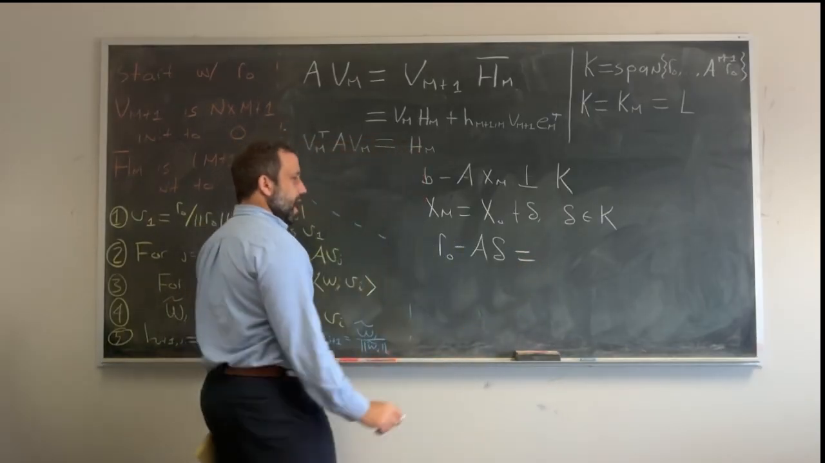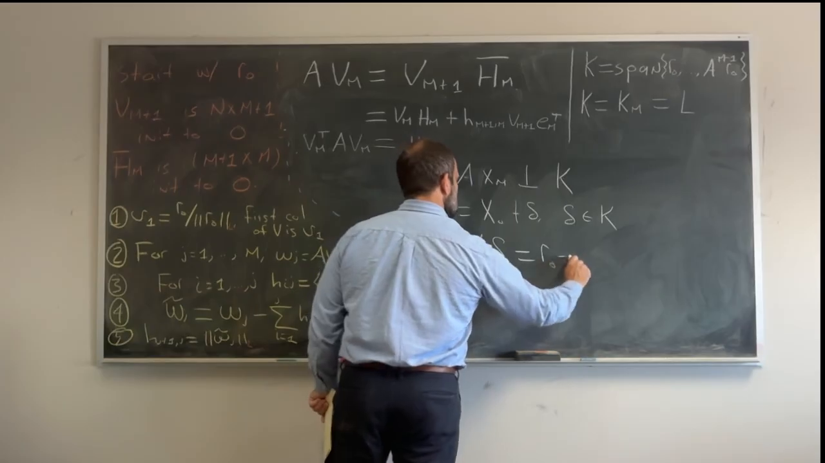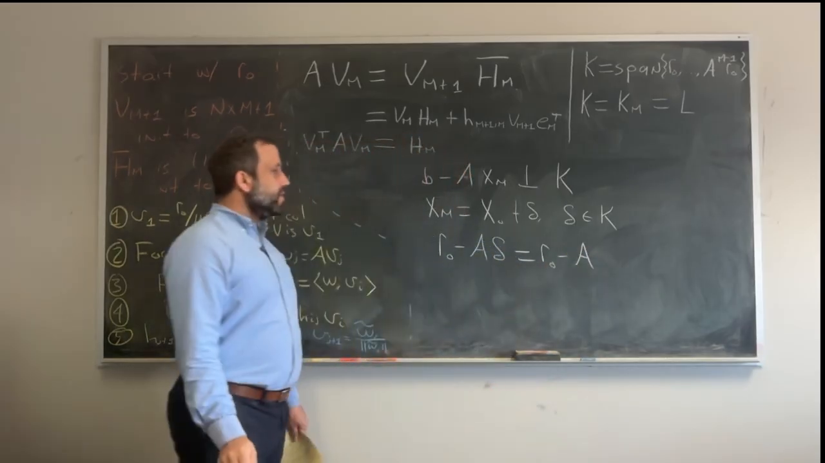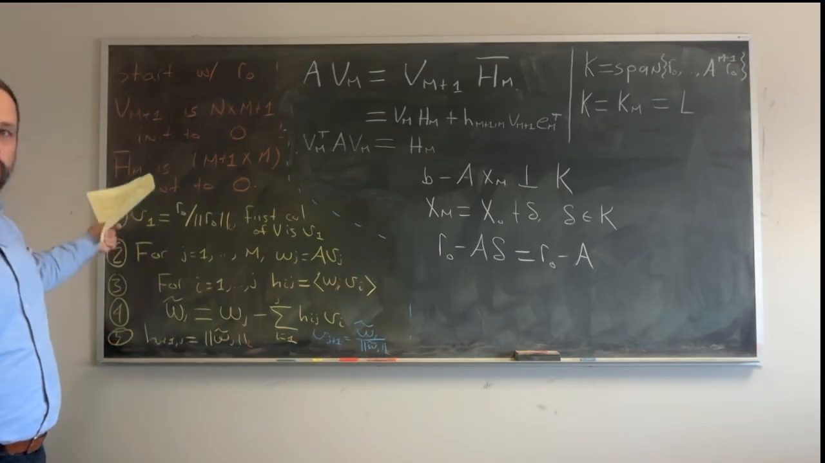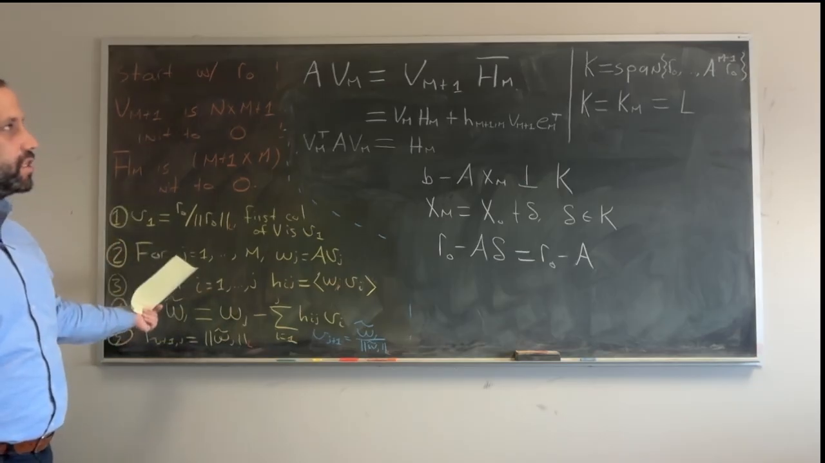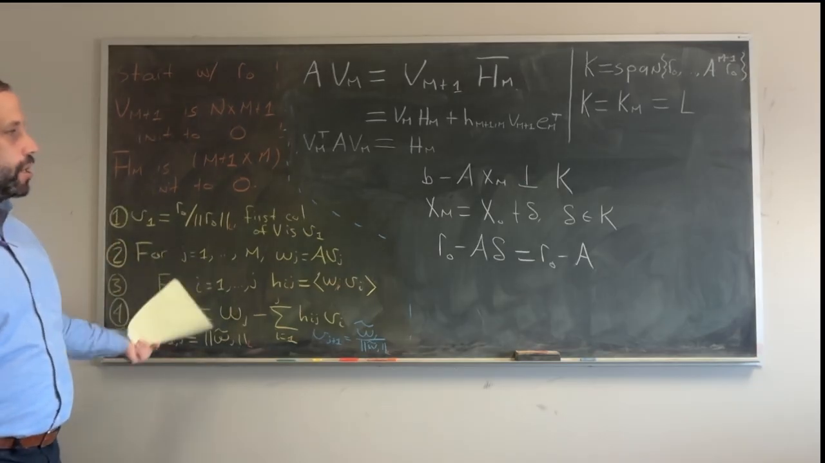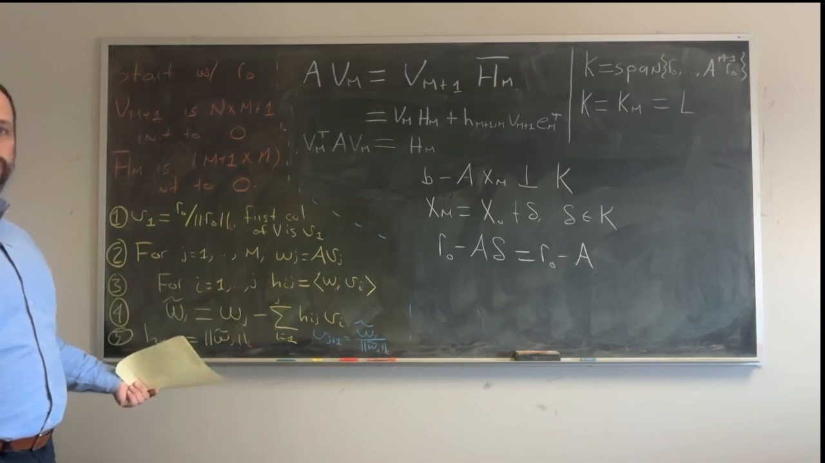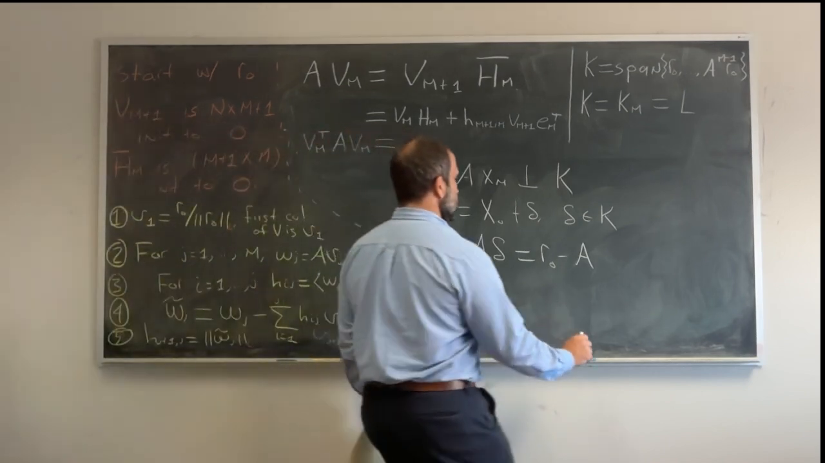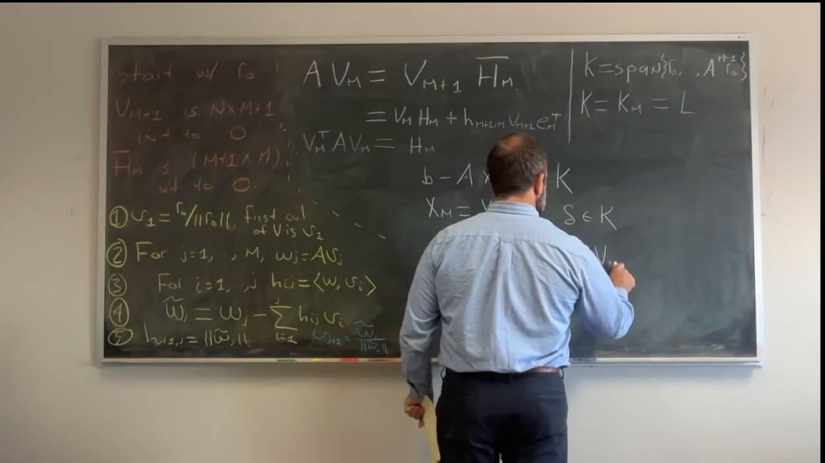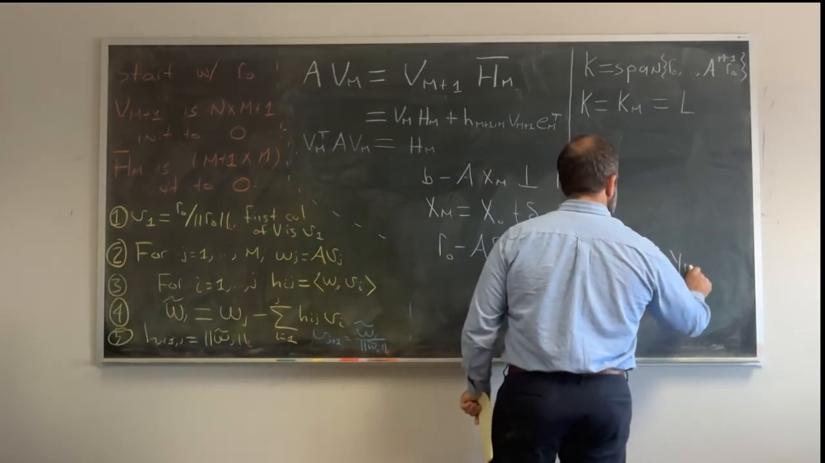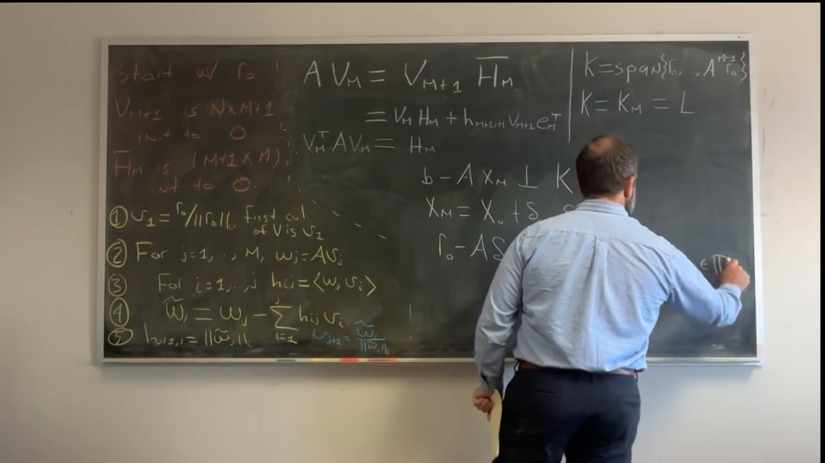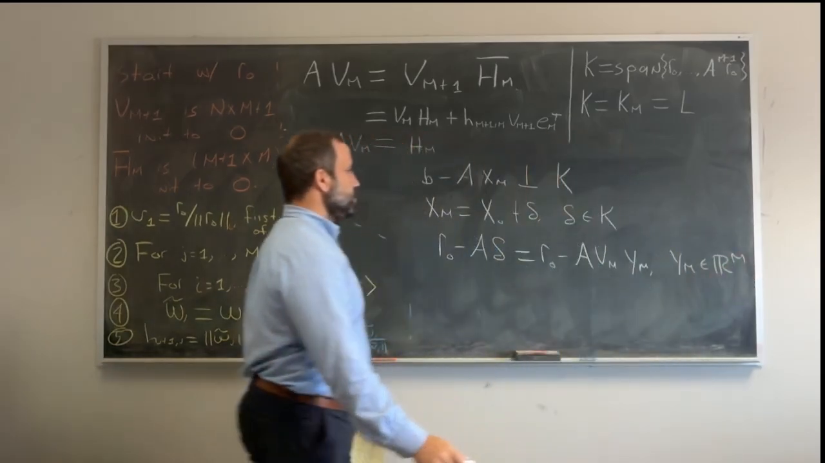If delta is in K, then it is a linear combination of the V_m vectors, because the V_m vectors here form a basis for K, so it would be a linear combination of those vectors. In other words, it can be written as a matrix vector multiplication, V_m times y_m for some y_m in m-dimensional Euclidean space.